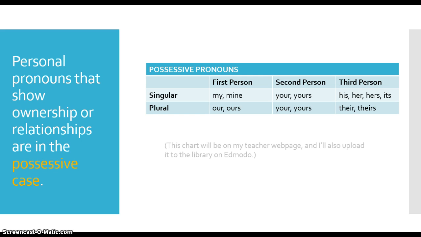So you can see from this little chart here, which I'm also going to put on Edmodo in the library, and I'll also put it on my webpage so you'll always have access to it. You can see that we have singular and plural pronouns, and they're in the first, second, and third person. Like I said, these are words that we use all the time, so it's not going to be anything complicated, but it's just now a matter of putting it with its first person singular, its second person plural, and knowing in your mind what goes with what.